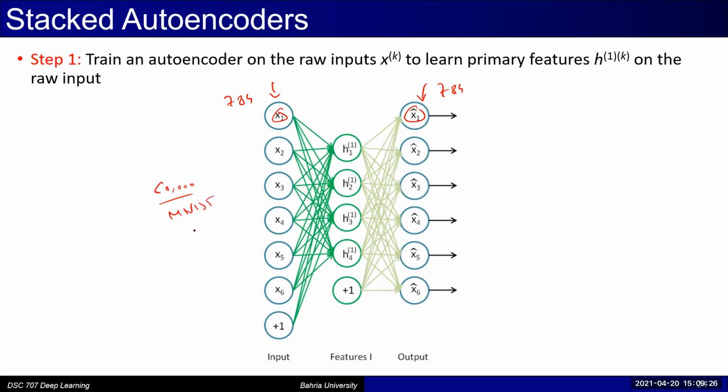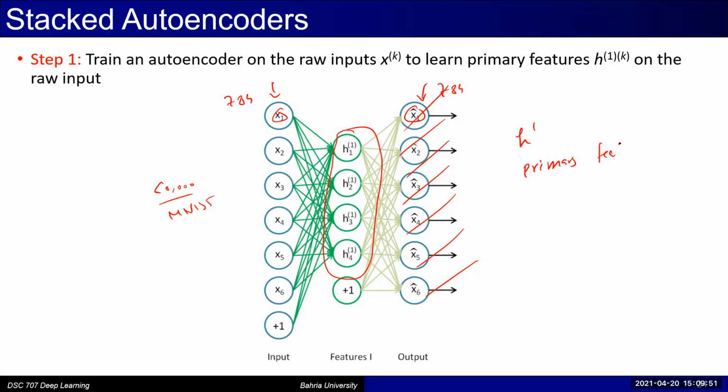Now, once this autoencoder is trained, you again throw away the decoder part. You pass all the 60,000 images through this trained autoencoder, and they will give you this representation, which we are calling H1, or primary features.